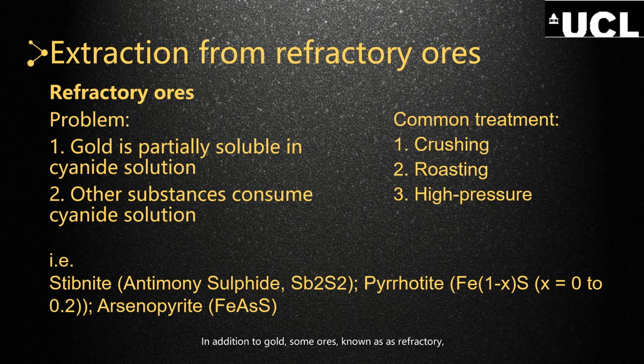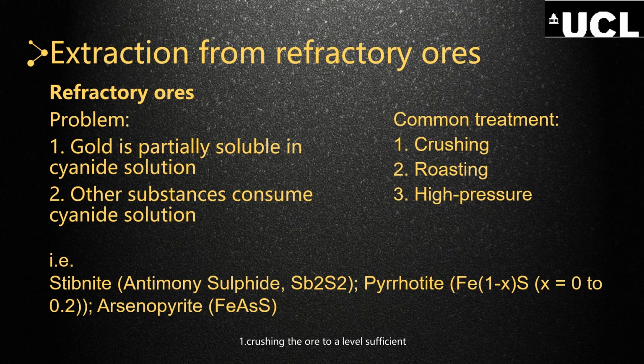In addition to gold, some ores known as refractory also contain some substances which can interfere with or consume cyanide, such as stibnite, pyrrhotite, and arsenopyrite. In order to overcome this problem, there are different corresponding treatment methods for different content.